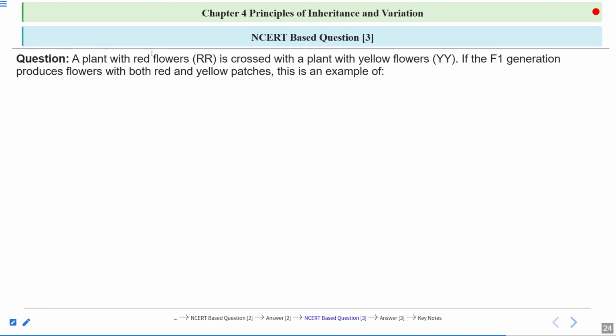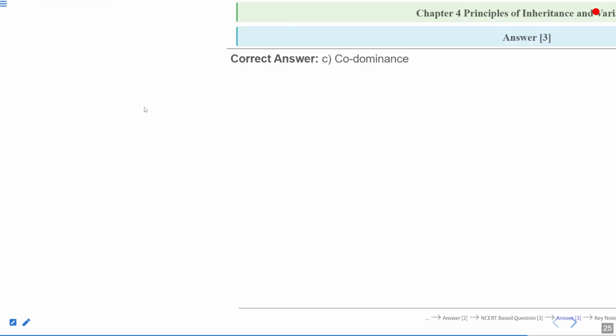The next question: a plant with red flowers is crossed with a plant with yellow flowers. The genotype is also given to you. In the F1 generation, the flowers produced have both red and yellow patches. This is an example of what? So now you can see in the F1 generation, in the hybrid, the flowers have both red and yellow patches. Both the alleles, both the genes, are being expressed in the F1. Is this an example of codominance, incomplete dominance, or multiple alleles?